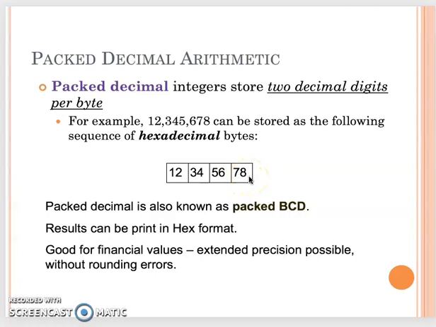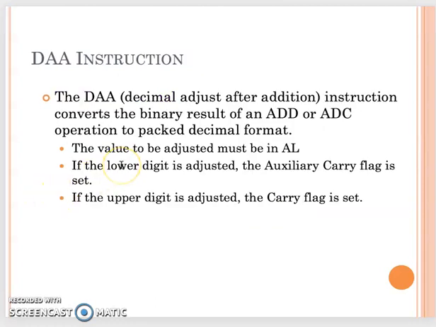But in the calculation system, we can just consider them as hex. So we'll see the operations for it. The first one we call the DAA, that's for addition. It means the decimal adjust after addition instruction.